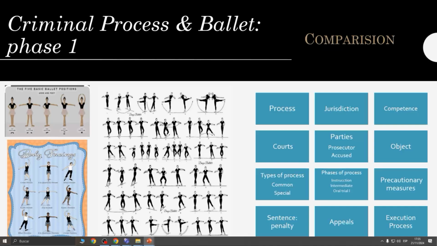Likewise, the institutes and figures of the process are regulated and follow an order. I have put there more or less the order of a Spanish process, so you can read the stages: jurisdiction, competent courts, parties, type of process, and so on. Then sentence, appeals, execution. You have to pass through each one to arrive at the end of the process.